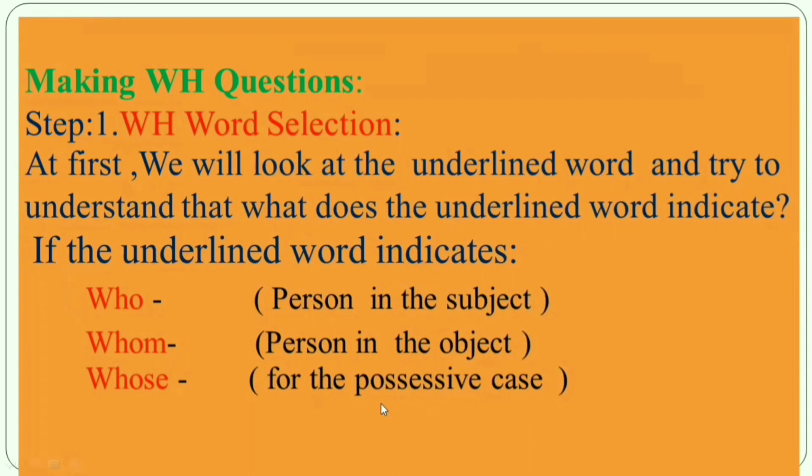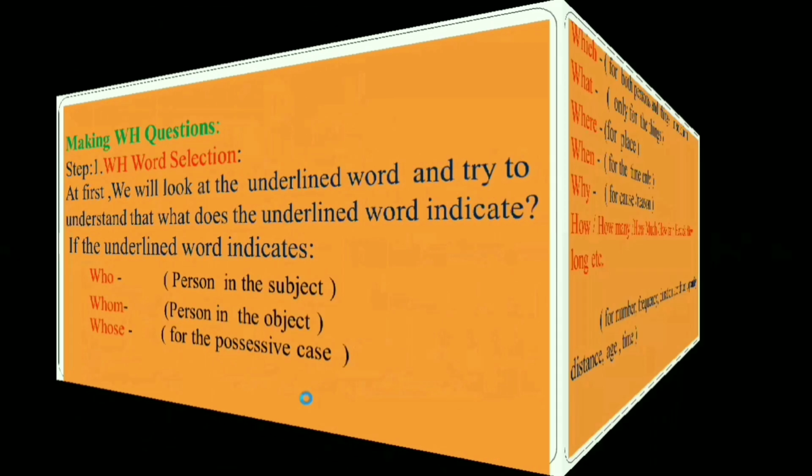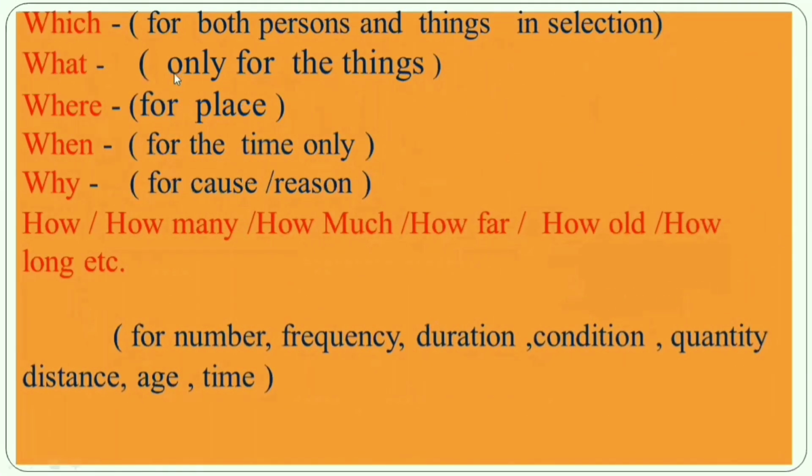If the underlined word indicates possessive case, then the WH word will be whose. If the underlined word indicates person and things in selections, then the WH word will be which. If the underlined word indicates things, then the WH word will be what. If it indicates place, then where. If it indicates time, then when.